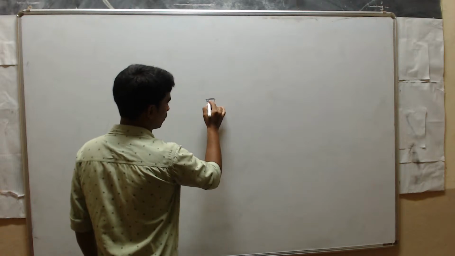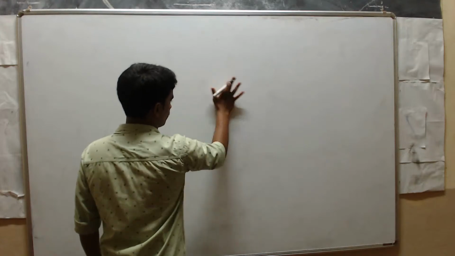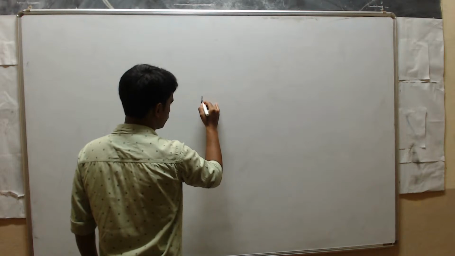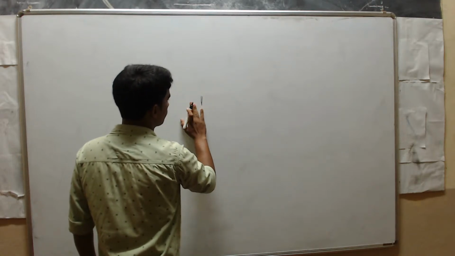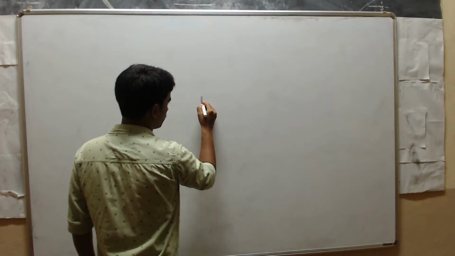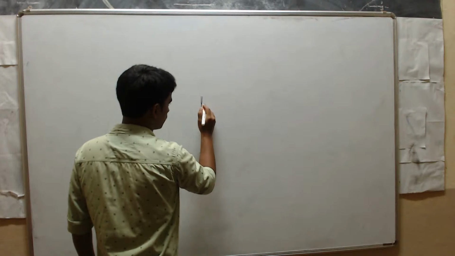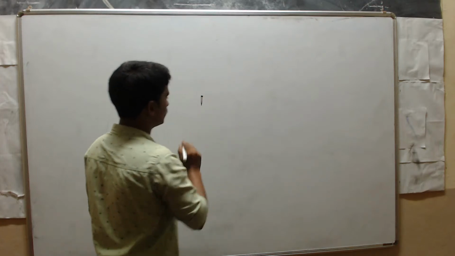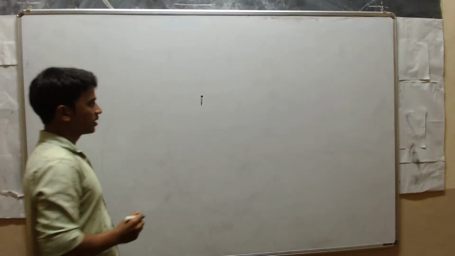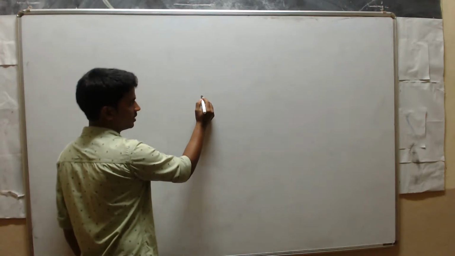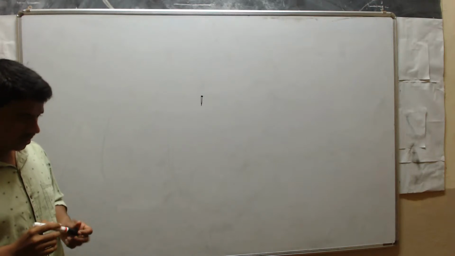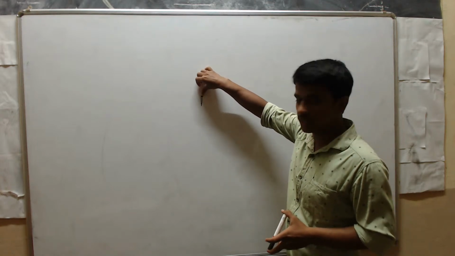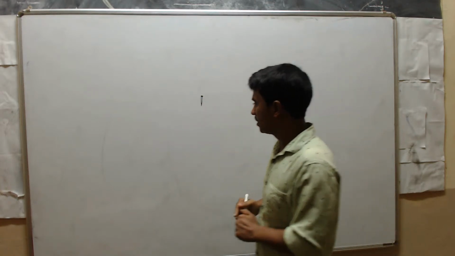Just imagine this is a nail. See here, this side is very sharp, and this side is blunt. You are applying force like this. You are applying force here, clear? And take one more nail.